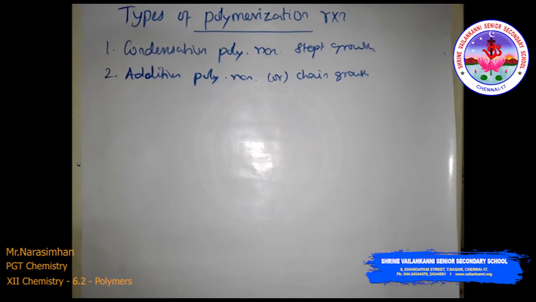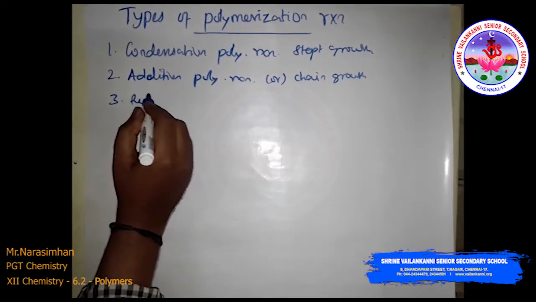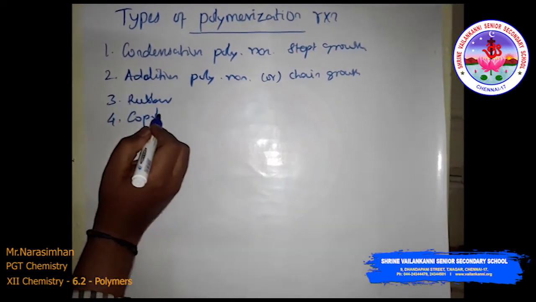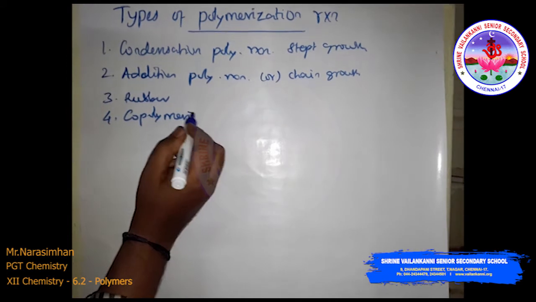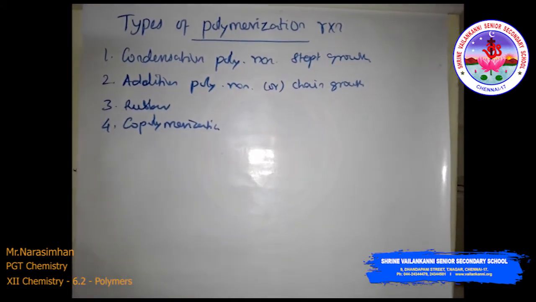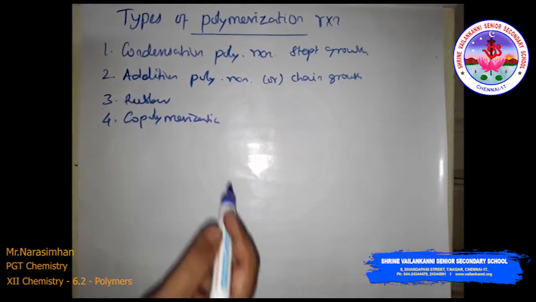Then copolymerization reaction, rubber will be there. Rubber copolymerization reaction. So these are the types of polymerization reaction. First we will see the addition polymerization reaction.